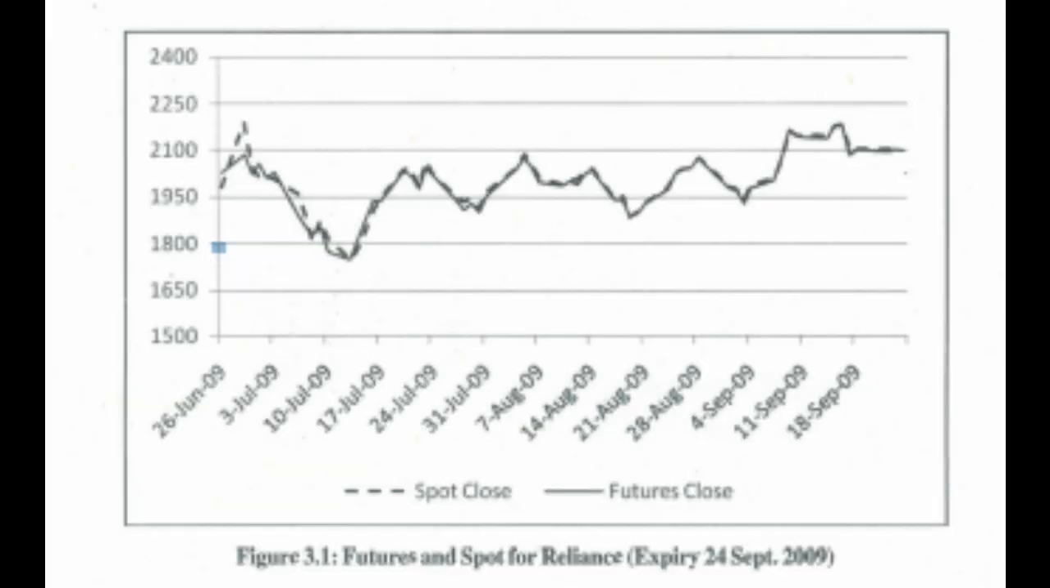Here is an example of an informed investor generating a substantial gain from the futures market. Let us assume that the market lot on the Nifty is 50 units and that a futures position requires an initial margin payment of 20% of the notional value. Look at the screen. Figure 3.1, Futures and Spot for Reliance, expiry the 24th of September 2009. Suppose he went long on Reliance in spot and futures market on the 1st of September 09. He closed his positions on the 24th of September 09.